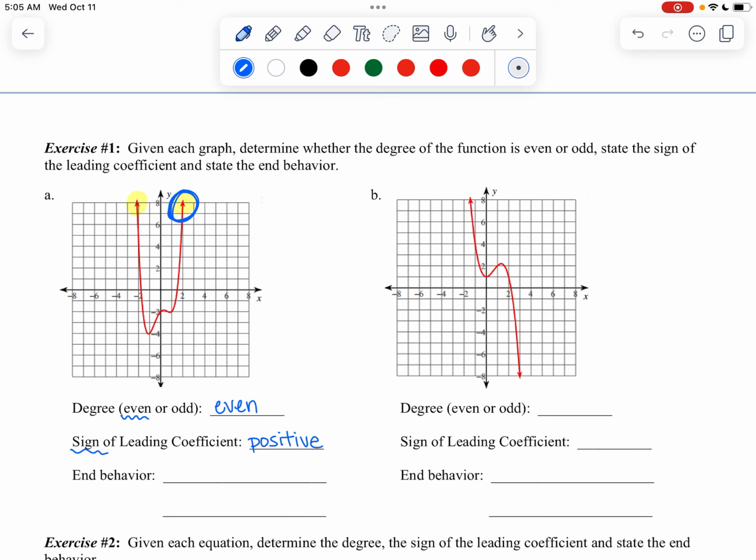So even though we don't have the equation of this polynomial function, we know that the highest degree term in standard form would be an even degree, and we know that the number in front of that term would be positive.